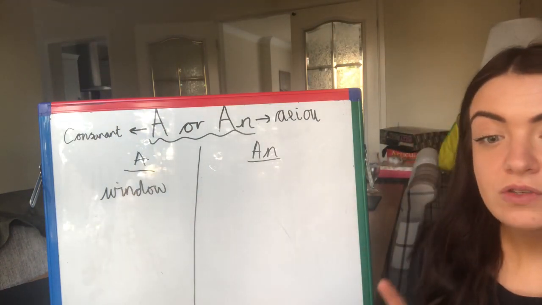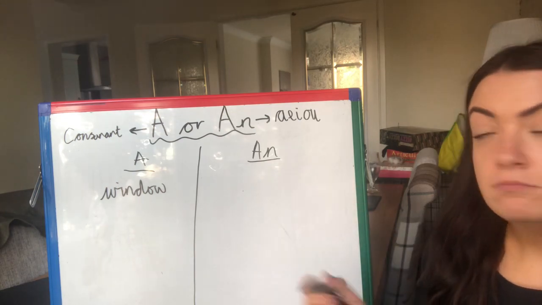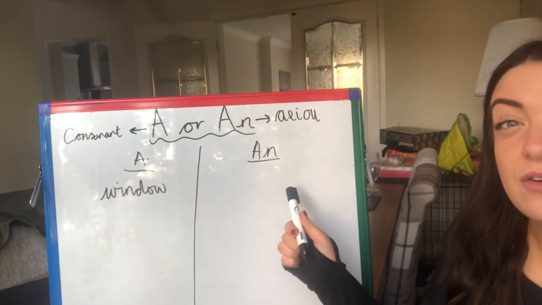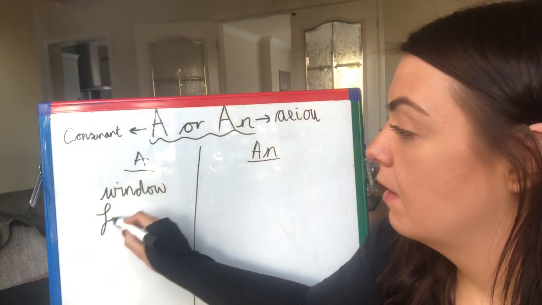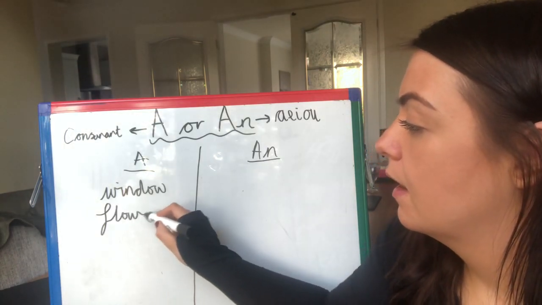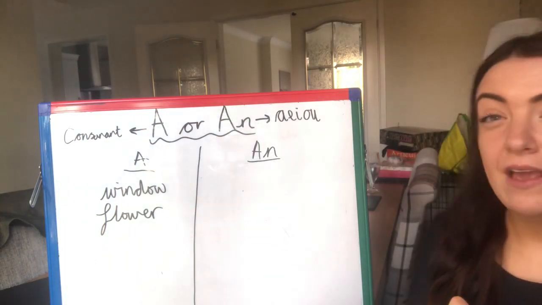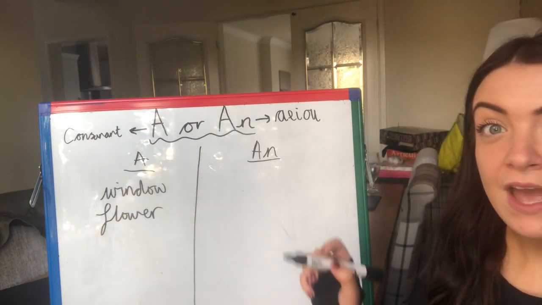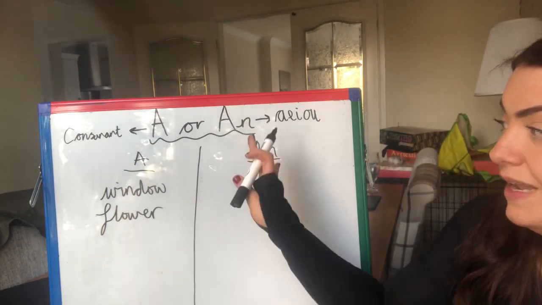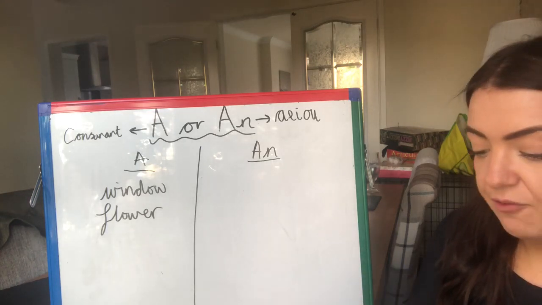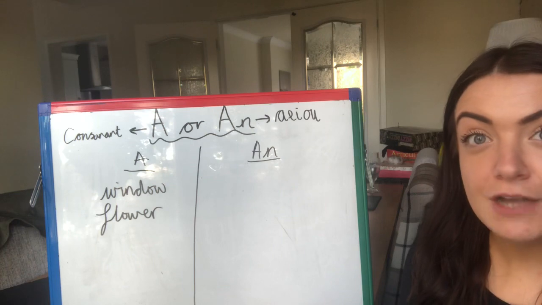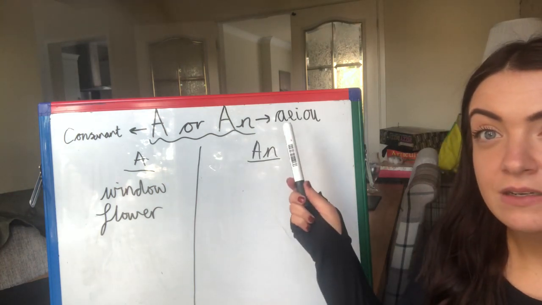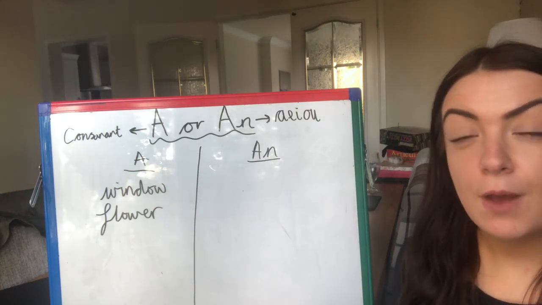Now I can also see a flower. An flower? No, it's not one of my vowels, so it would go in the A column. So hopefully you should be able to fill your list with all the different nouns around your house, because you are now experts and you know whether it would be an or a determiner before.